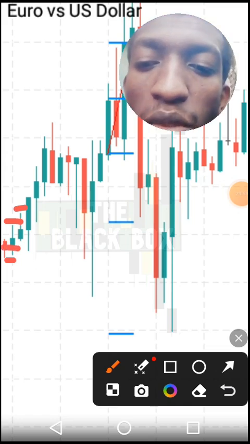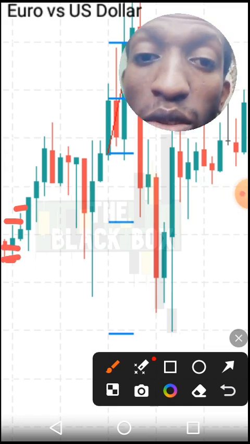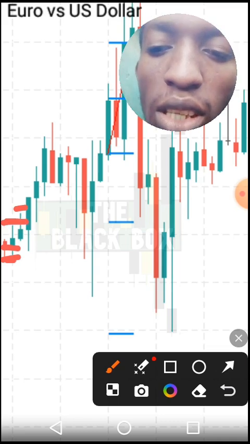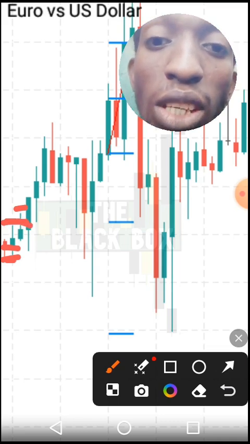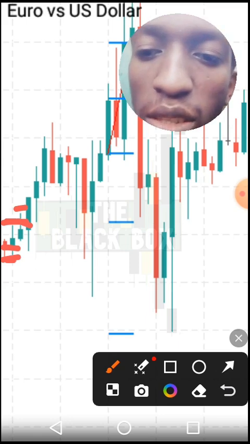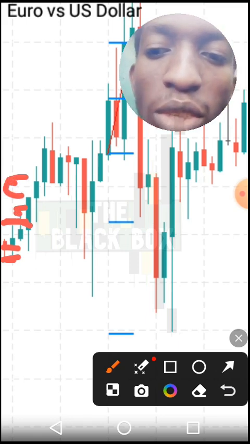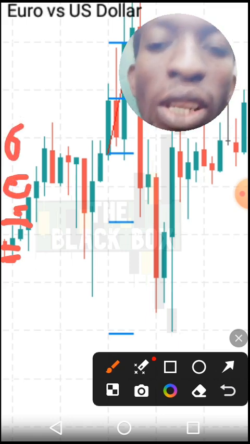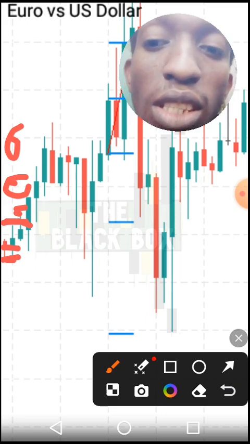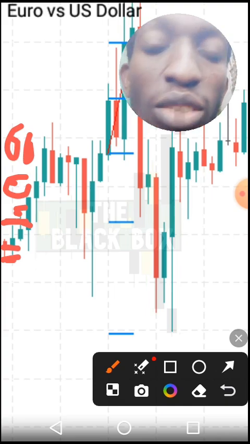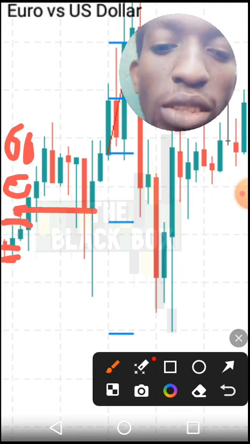Since they are dojis, you can use the body for your stop loss, above the high of the body. TP1, 30%, TP2, TP3, 30%. What is it? 60% is gone now, it is off. Then your stop loss at break even, simple as that.